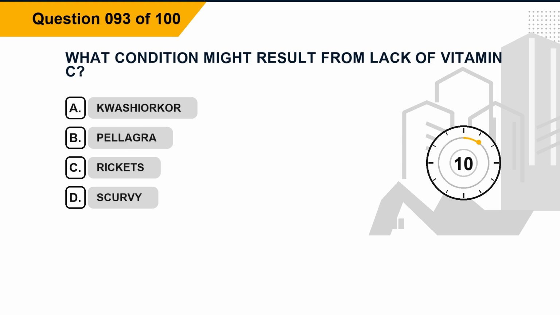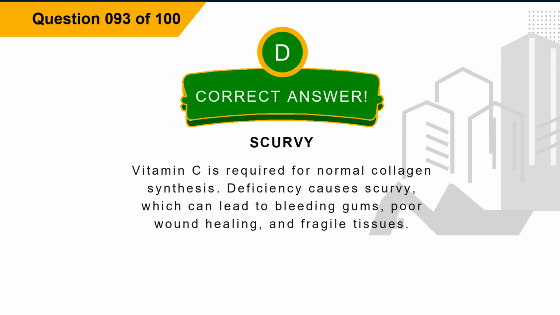Question 93. What condition might result from lack of vitamin C? Option A. Kwashiorkor. Option B. Pellagra. Option C. Rickets. Option D. Scurvy. The correct answer is option D. Scurvy. Explanation. Vitamin C is required for normal collagen synthesis. Deficiency causes scurvy, which can lead to bleeding gums, poor wound healing, and fragile tissues.